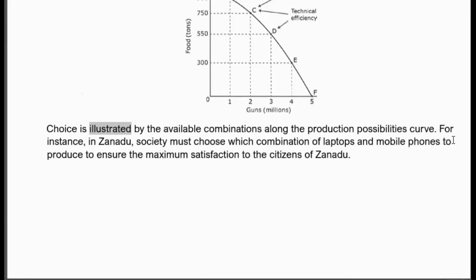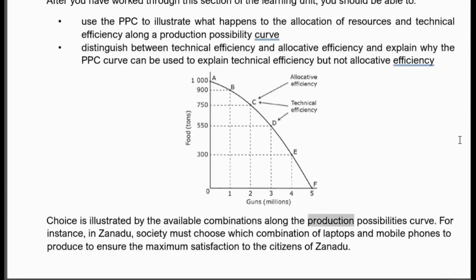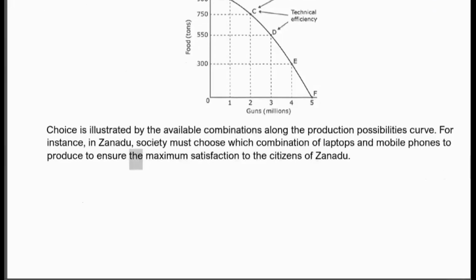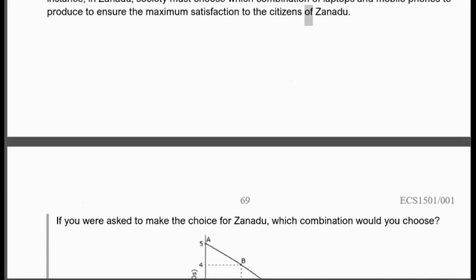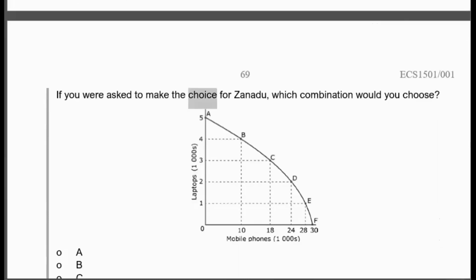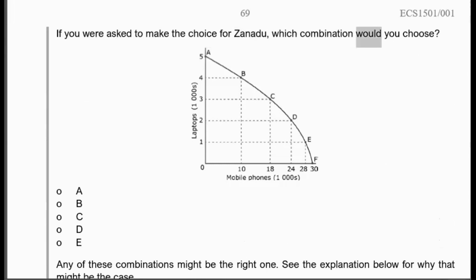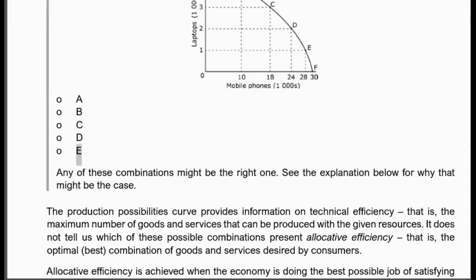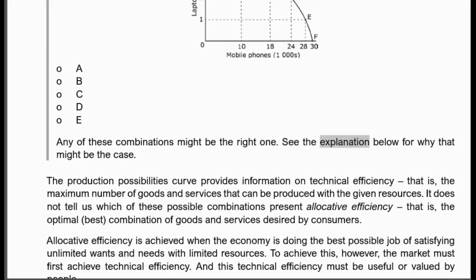Choice is illustrated by the available combinations along the production possibilities curve. For instance, in Xanadu, society must choose which combination of laptops and mobile phones to produce to ensure the maximum satisfaction to the citizens of Xanadu. If you were asked to make the choice for Xanadu, which combination would you choose? O A, O B, O C, O D, O E. Any of these combinations might be the right one. See the explanation below for why that might be the case.